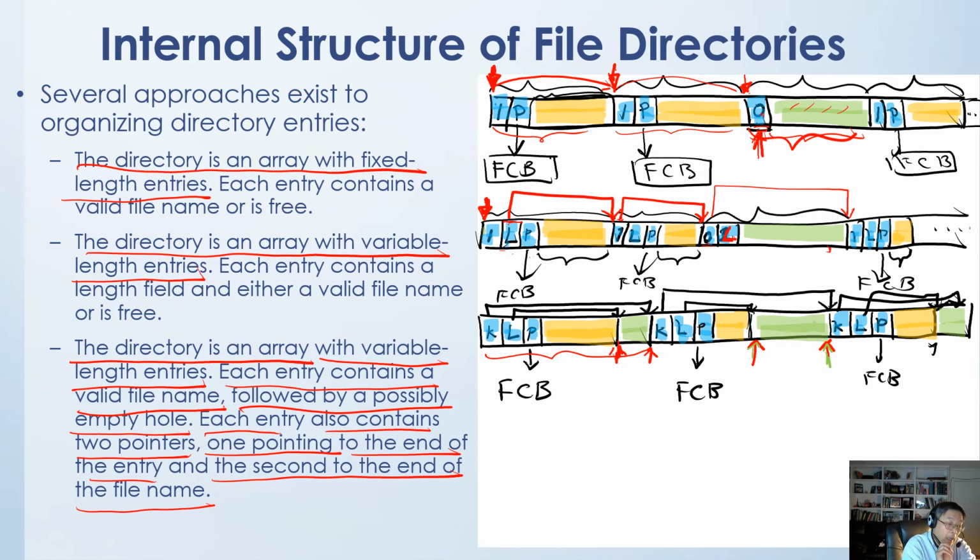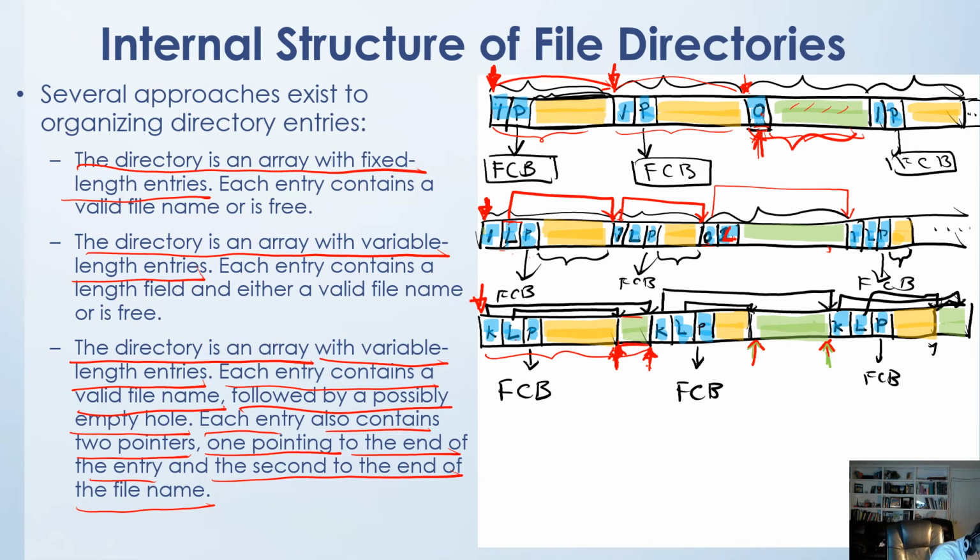Now, how can we do this? Let's check this. If we want to allocate a file in a directory, then when I search for a hole, I start from the beginning, right? And what I'm gonna do is check the end of the file name and the end of the entry. K is the end of the entry, L is the end of the file name. So then I check the hole.